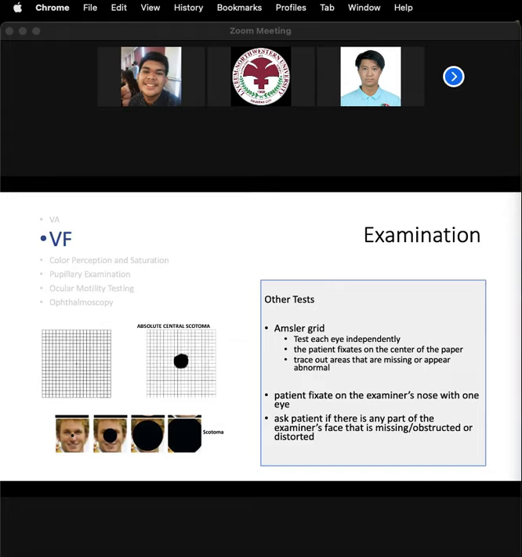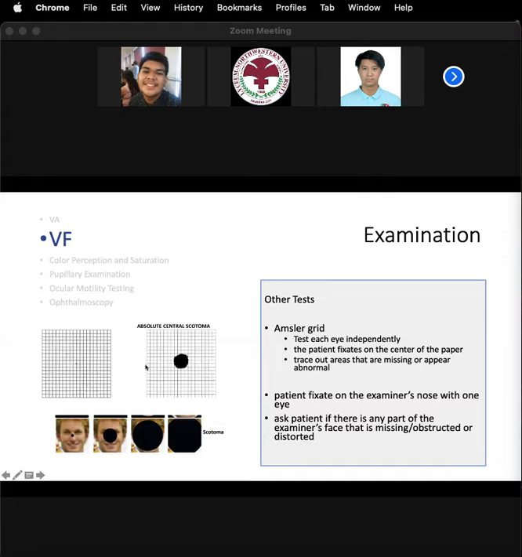Okay, so a simple method for detecting a central field defect is to ask the patient to look at a piece of paper or a graph paper, or what you call the Amsler grid. Have you seen one? It's like this picture. A central scotoma might look like this.